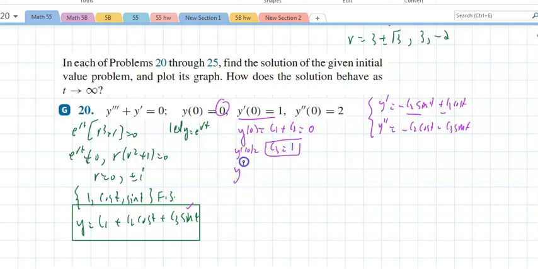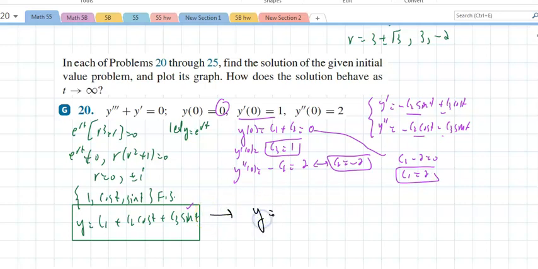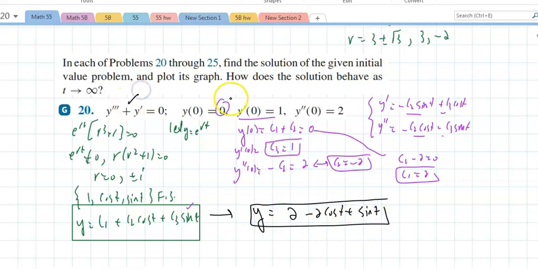I got it. And if I take y double prime of 0, that would be negative c2, and that equals a 2. That means c2 equals negative 2. And if I know that c1 minus 2 equals 0, c1 equals a 2, and hence my explicit solution will be 2 minus 2 cosine of t plus sine of t. That is the equation that satisfies this with those three initial conditions.